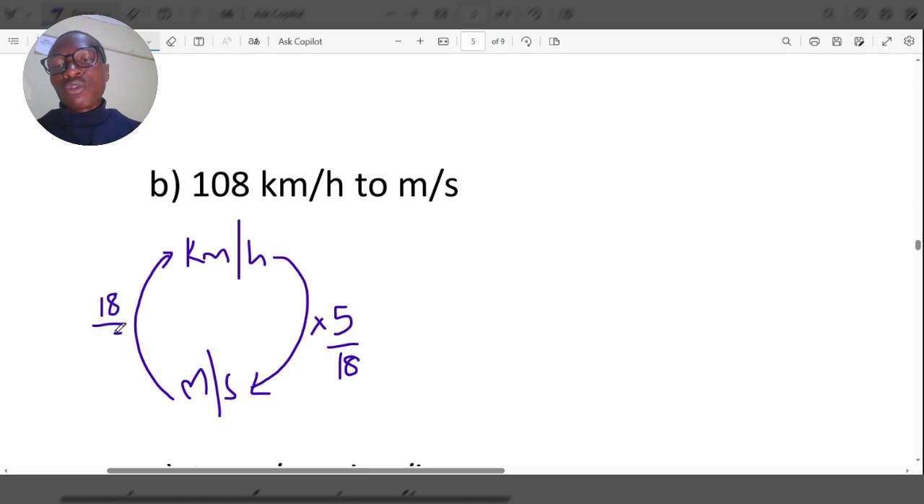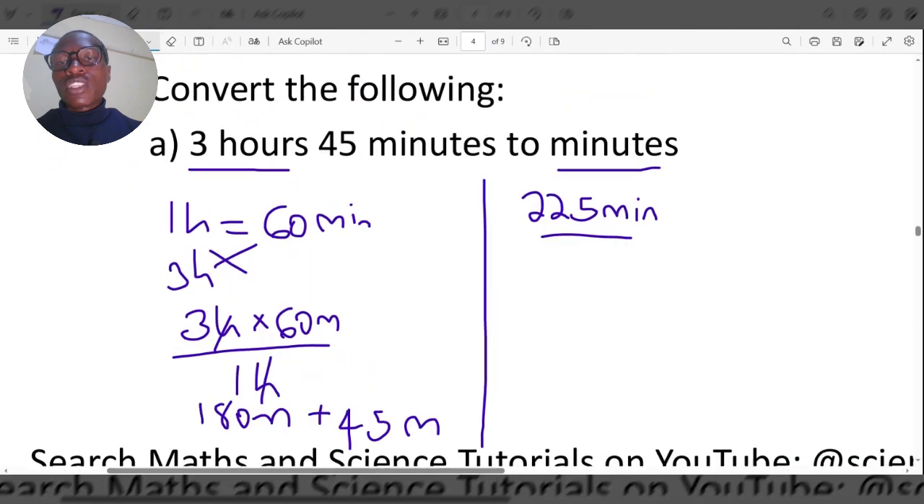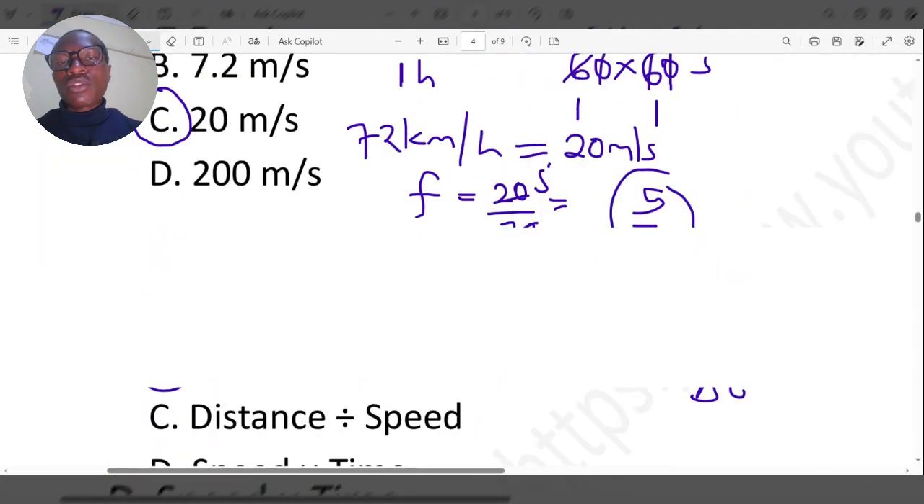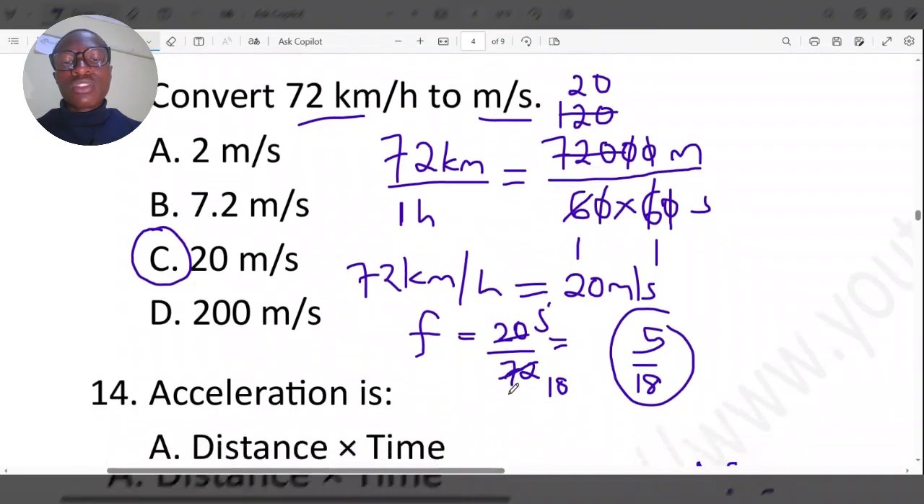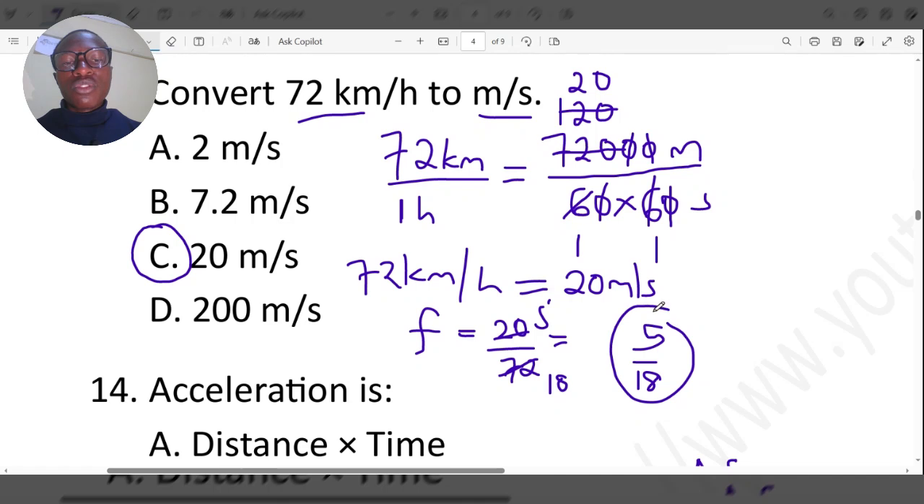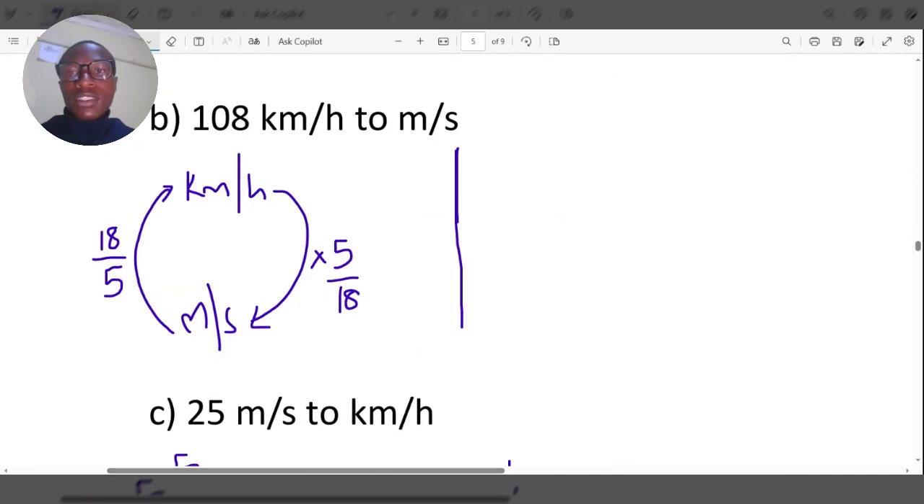I hope you know where these ratios come from, the example we did up there, where we had 20 kilometers per 72 kilometers per hour. We converted all the way to 20, and then dividing 20 by 72, we simplified to 5/18. But now, 108 kilometers per hour to meters per second. So from kilometers per hour to meters per second, we need to multiply by 5/18. So that's what we are going to do.